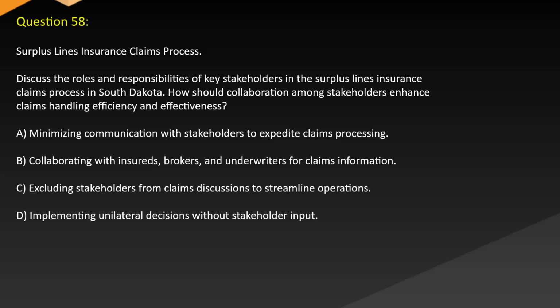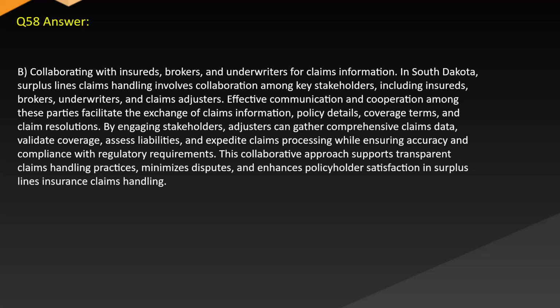A. Minimizing communication with stakeholders to expedite claims processing. B. Collaborating with insureds, brokers, and underwriters for claims information. C. Excluding stakeholders from claims discussions to streamline operations. D. Implementing unilateral decisions without stakeholder input. Answer is B. Collaborating with insureds, brokers, and underwriters for claims information.